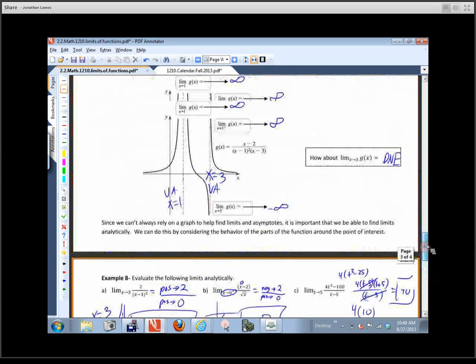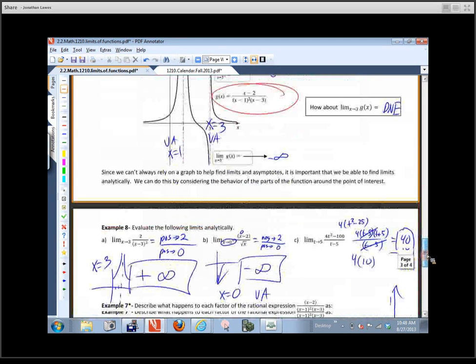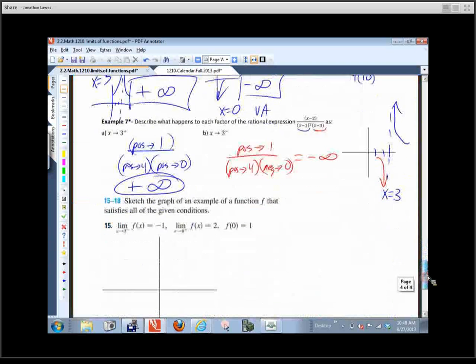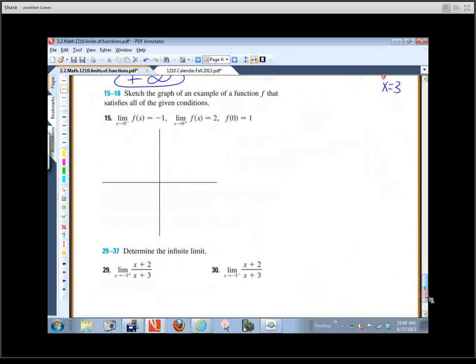You don't need to flip the page over. That's that one right there. And here's a picture. So we've kind of looked at this one both ways. And did we end up with the right behavior by thinking about it the right way? By thinking about the sign and the magnitude of each one of those factors. Any questions? Excellent. Okay, let's take a quick look at these last couple.